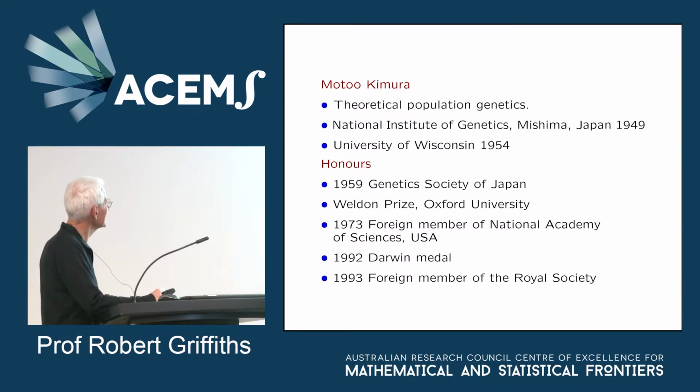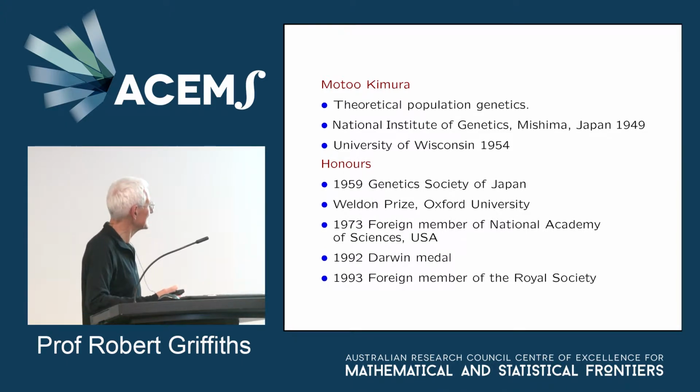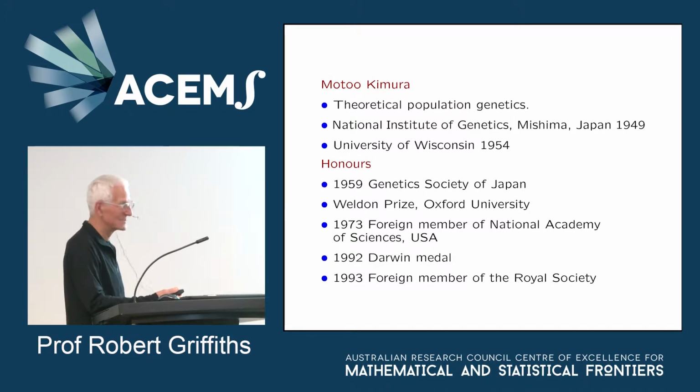Some of the things about Kimura: he worked in theoretical population genetics. He worked in the National Institute of Genetics in Mishima, Japan, 1949. He was at the University of Wisconsin, 1954. Honours: the Genetic Society of Japan Prize, the Weldon Prize at Oxford, foreign member of the National Academy of Sciences, USA, Darwin Medal, foreign member of the Royal Society. He was amazing.